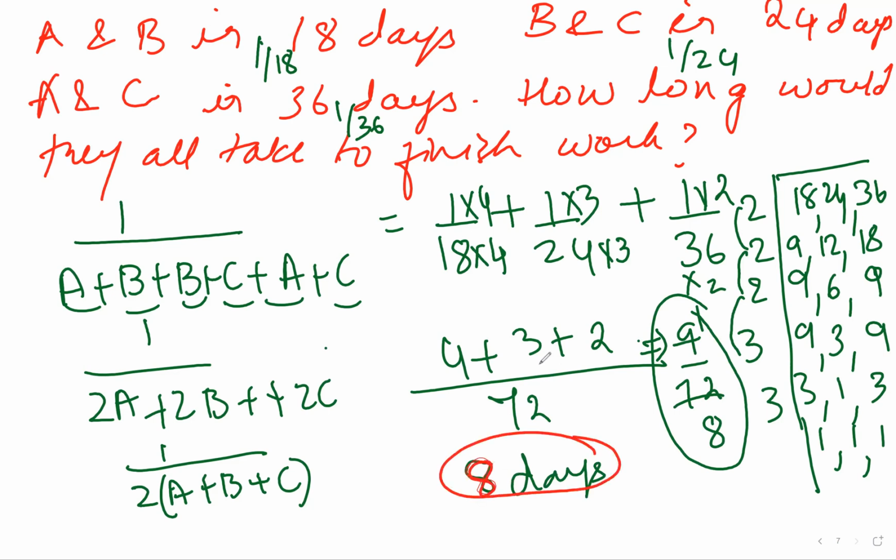Are you all with me? So the answer is 8 days. But no, we will not stop over here. It was 1 over 8 basically, sorry, we have already taken, this is 8 days. But you will take this 2 on the other side. So 8 times 2 is 16 days. So A plus B plus C can complete the whole work in how many days? It will complete the whole work in 16 days. So the answer will be 16 days. Are you all clear, kids? Okay, that is it for today.